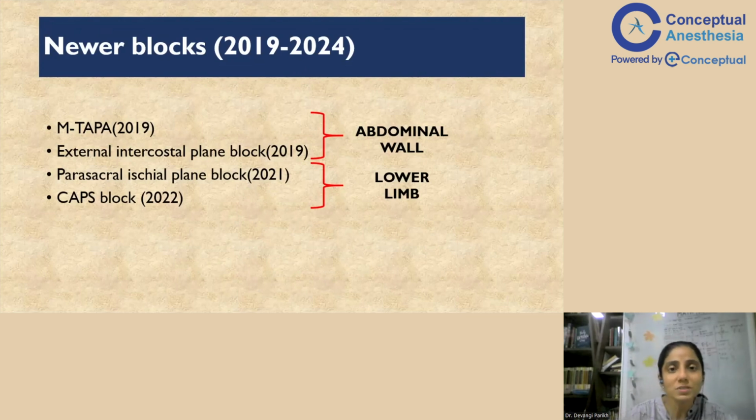So I'm going to discuss the four blocks which have been introduced in the last 5 years. Two are the abdominal wall blocks, that is the M-TAPA block and the external oblique intercostal plane block. Both were in 2019. And I'm going to discuss two lower limb blocks. One of them is the parasacral ischial plane block, and the other is the CAPS block, or popliteal sciatic block in the supine position. It's a very interesting block. So let me go one by one.